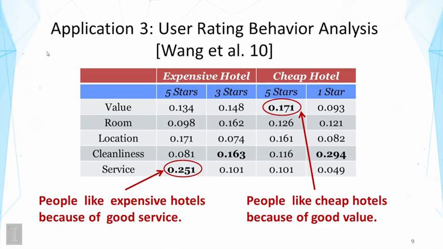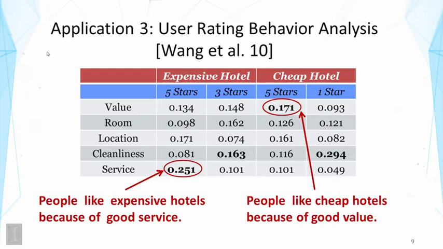But if you look at the right side, at the column of 5 stars, these are the reviewers that like the cheaper hotels. They gave cheaper hotels 5 stars. As we expected, they put more weight on value, and that's why they like the cheaper hotels.